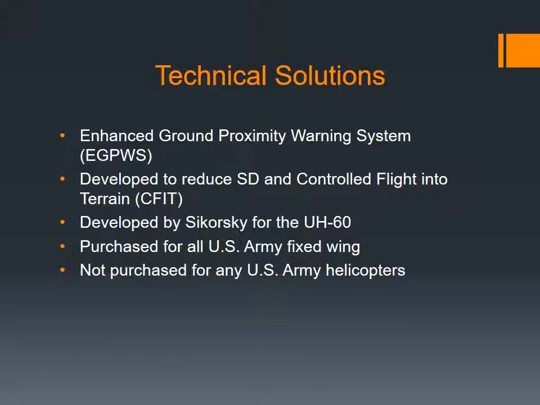Enhanced Ground Proximity Warning System was developed to reduce accidents attributed to spatial disorientation and controlled flight into terrain. An EGPWS has been on board fixed-wing aircraft for decades, but has been recently produced specifically for helicopters. The helicopter-specific EGPWS was developed by Sikorsky, the makers of the UH-60 Blackhawk. Today, all U.S. Army fixed-wing aircraft are equipped with an EGPWS, and currently no U.S. Army helicopters are equipped with an EGPWS.